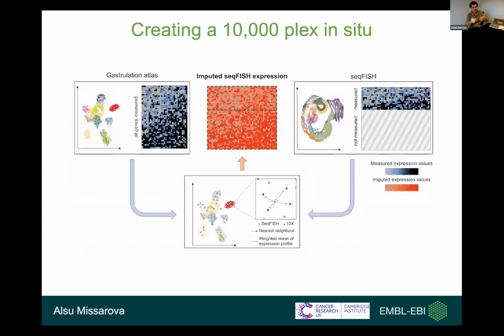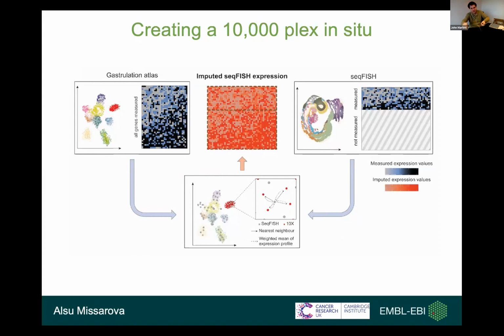So this is nice, but actually we can get a lot more from this data, of course, than just pretty spatial clustering. And one of the things that we were very interested in is, could we go from this 351 gene profile to a 10,000 plex in situ? And so what we did here was, again, using these ideas of mutual nearest neighbors to impute the expression of genes that weren't profiled in seqFISH.